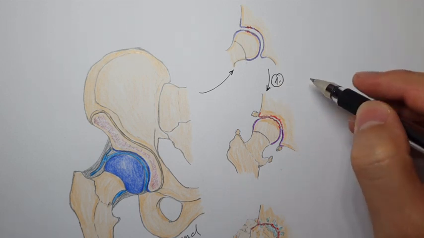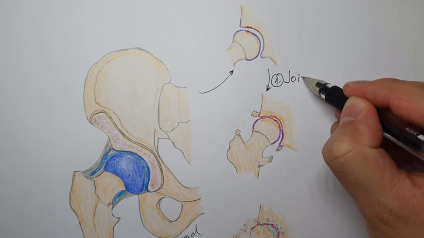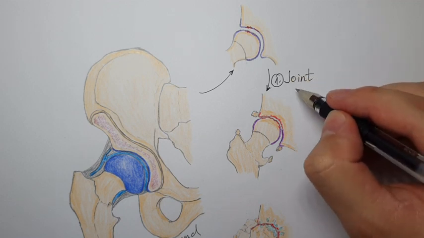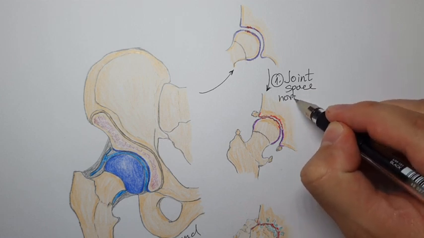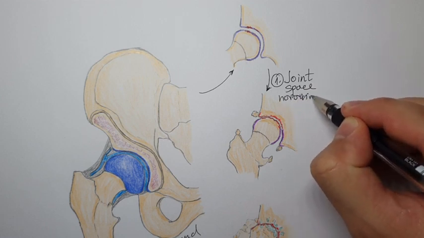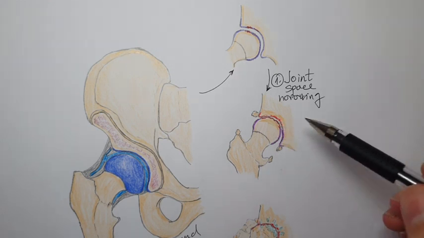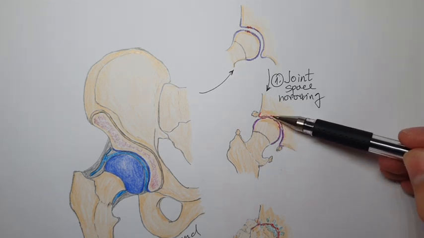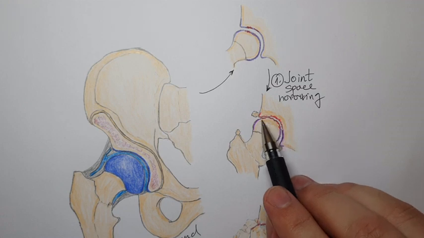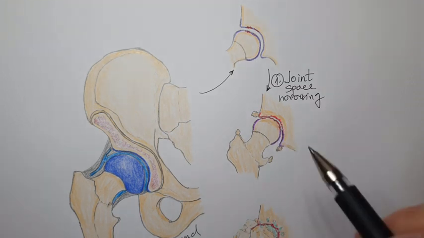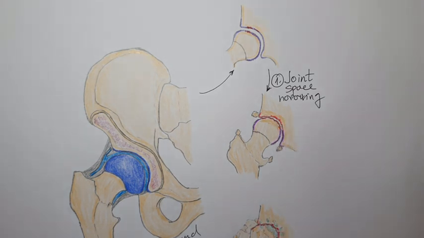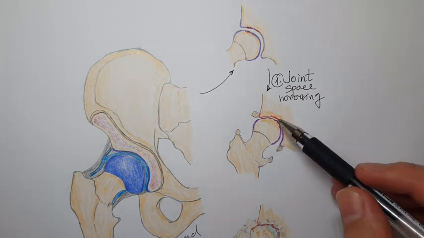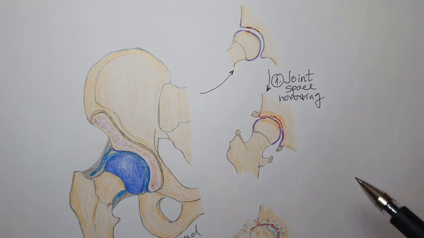So once the cartilage is damaged, the first important thing that we start seeing on X-ray is joint space narrowing. So this joint space, as you see here, there is destruction, and the joint space got narrower. It got narrower because the cartilage is destroyed and the bones got closer together. So the narrowing of the joint space shows us that there is damage to cartilage.